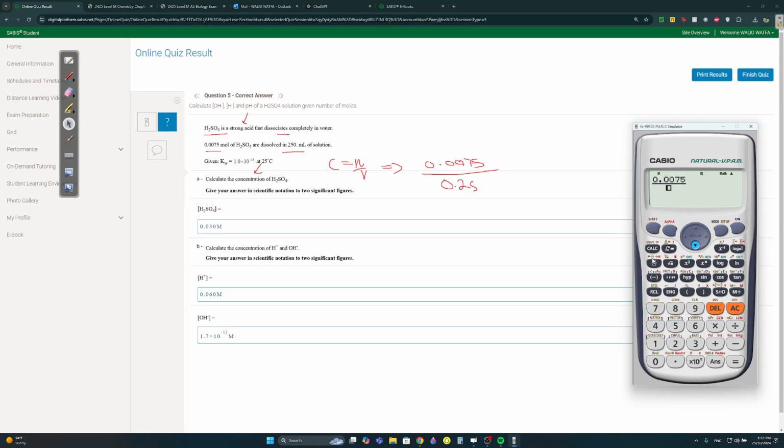I think people know how to solve, but at the end, they get confused. We're like, oh, how do you get this? 0.03, 2 SF, 0.030.